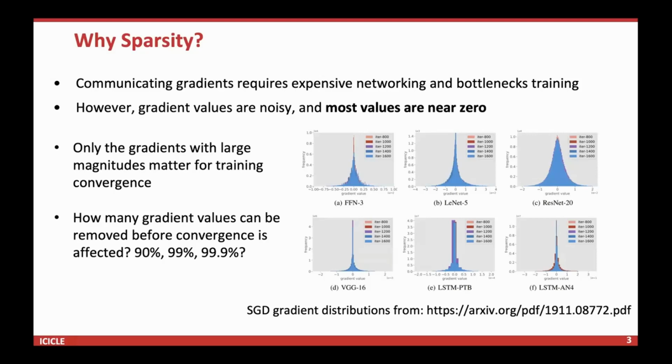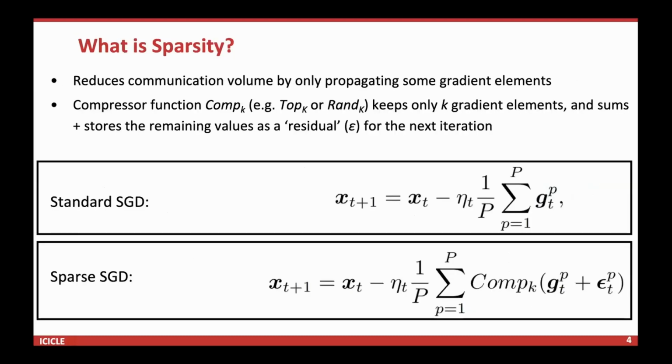However, gradient values are noisy, and most values are near zero. From some previous study, if you look at this reference, we see a lot of the gradients are just zero. Only the gradients with large magnitudes really matter for training convergence. But there's an open question: how many gradient values can be removed before convergence is affected? We want to improve the communication performance, but we don't want to degrade the model performance, which is the convergence. So how many gradients can we throw away each iteration? That's an open question.